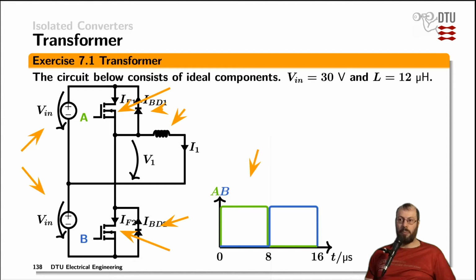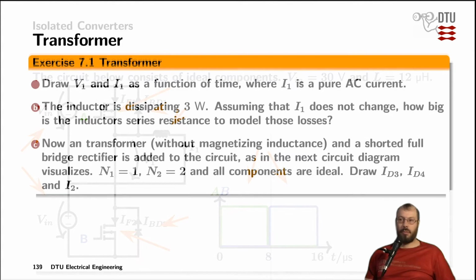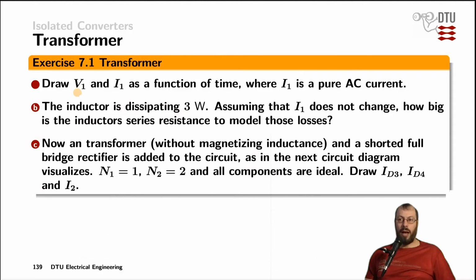The power stage is supplied by a balanced voltage supply formed by the two V-in sources. The operation of the devices is alternating. Either device A is turned on or device B is turned on. First of all, you are asked to draw the voltages and the currents V1 and I1. Then you're supposed to model the inductor series resistance if the inductor is dissipating 3 watts.